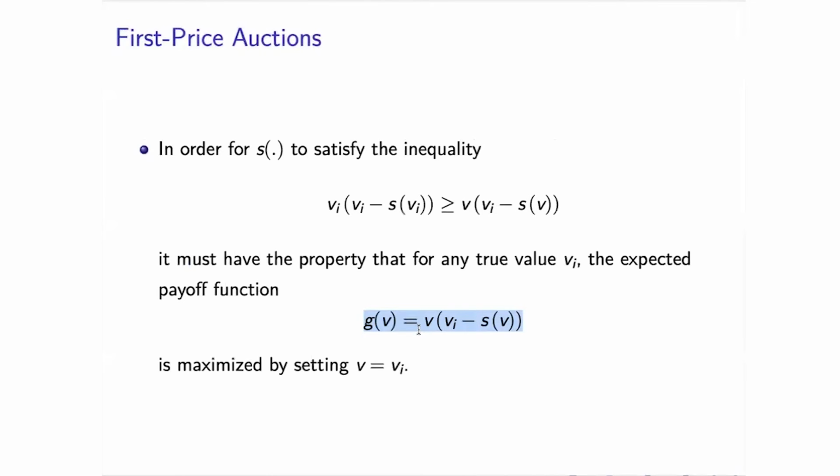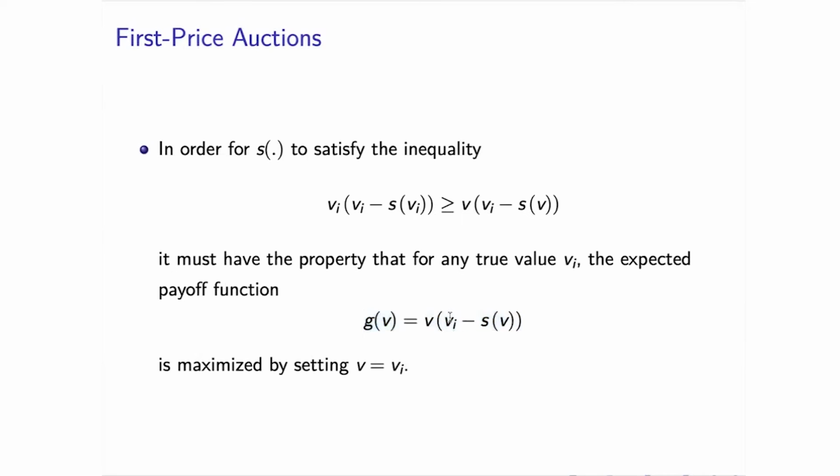Why is that the case? Suppose you set here v equal to vi, you end up getting this expression that you see on the left-hand side, and this has to be greater than any other value of v you set up here, which is going to give you this expression. So we are saying that we want this function S to satisfy this property that this function g is maximized at v equal to vi. Now, for this function g to be maximized at v equal to vi, we require that the derivative of g at vi has to be equal to 0. So g prime of v has to be equal to 0 at v equal to vi.